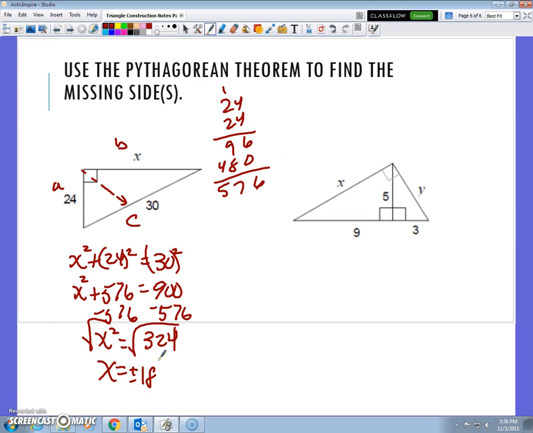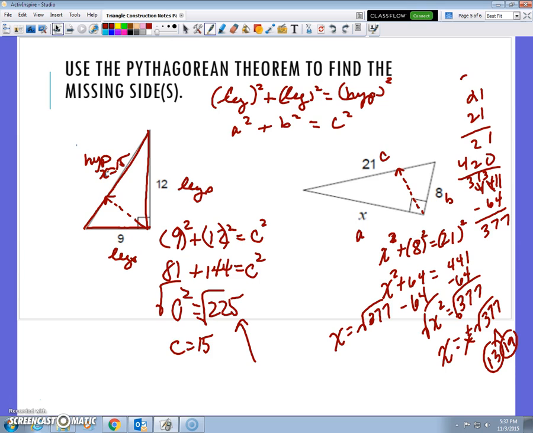However, because we are dealing with distance, I know for a fact that I don't need the negative side. So I'm going to say this distance is 18. Now, I noticed right away that this was a perfect Pythagorean triple because I know that 30 and 24 are multiples of 5 and 4. I know that 5 times 6 is 30, and 4 times 6 is 24, so I know that 3 times 6 would equal 18.